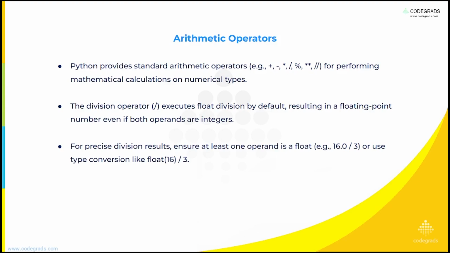Now suppose I say 5 divided by 2. At that point, our answer should be 2.5, right? So that would be the standard procedure: while doing division, we'll get a floating point number. And for precise division results, ensure at least one operand is a float. For example, we have given 16.0 divided by 3, or we can use type conversion like float 16 divided by 3. So that is one more example of arithmetic operators.